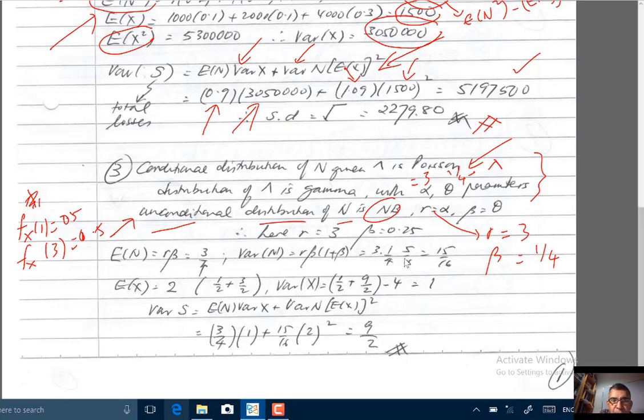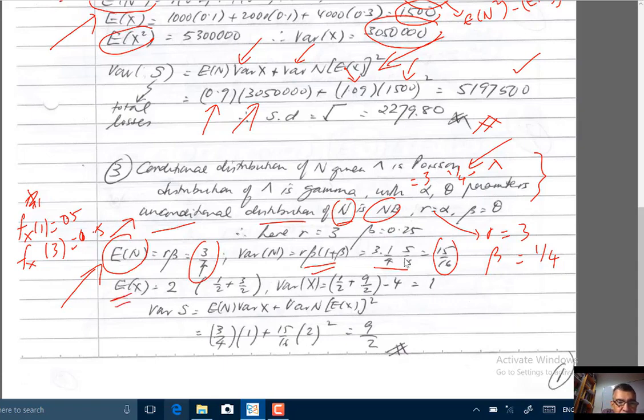Okay, the unconditional distribution of N is negative binomial. So from our formula sheet, we can get the expected value of N, R beta. R beta will be 3 times 1/4. You'll get 3/4. The variance of N is R beta times 1 plus beta. 3 times 1/4 times 5/4. You will get 15/16. The expected value of x is 2.